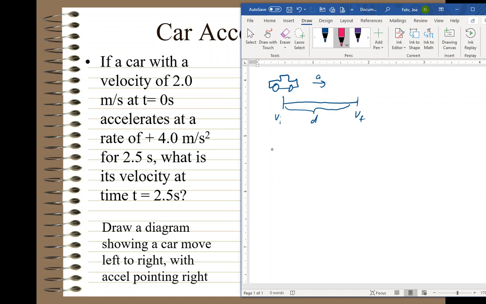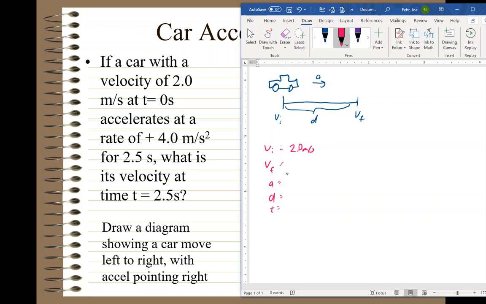Is the list going to be the same too? Well, it's the same variables. Are they going to be the same values? No, of course not. Let's go ahead and solve for that, or fill this in. It says if a car has a velocity of 2 meters per second at 0 seconds, well, 0 seconds implies starting time. So that's going to be my initial velocity, 2.0 meters per second.